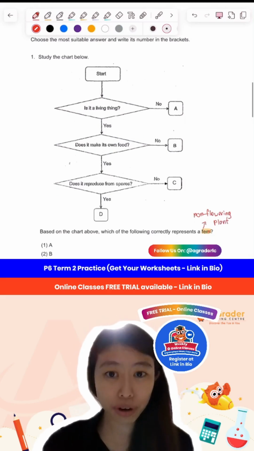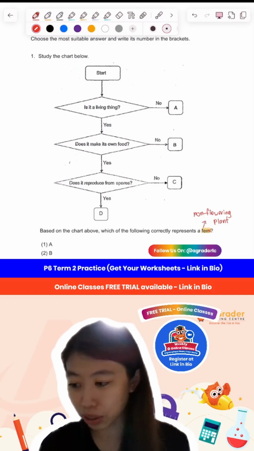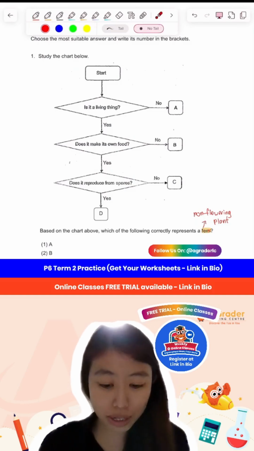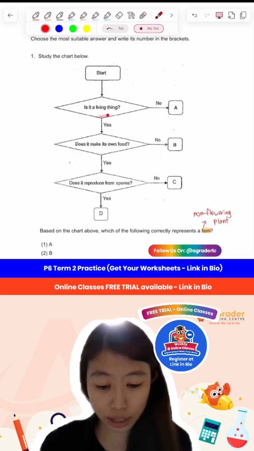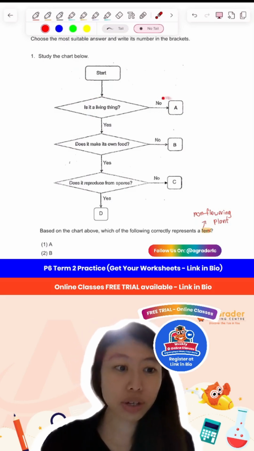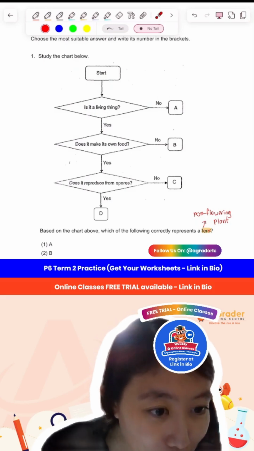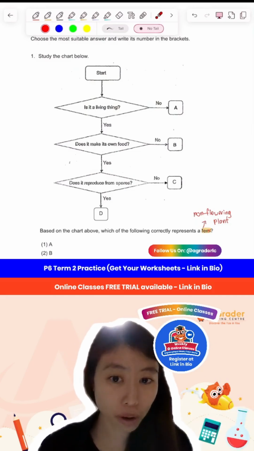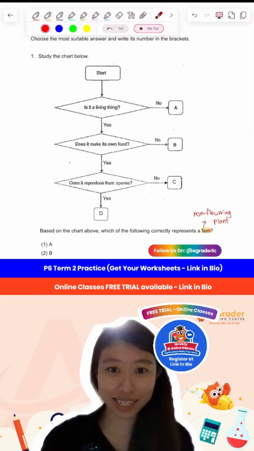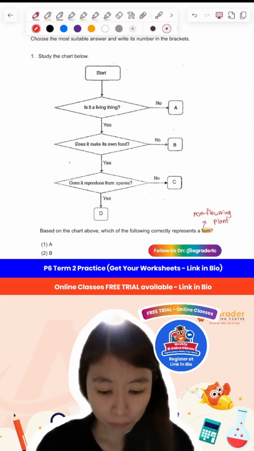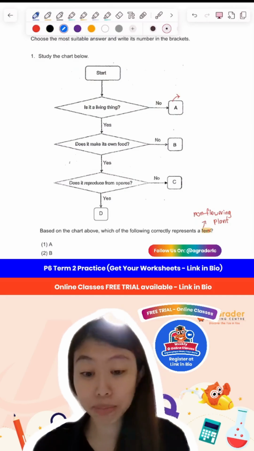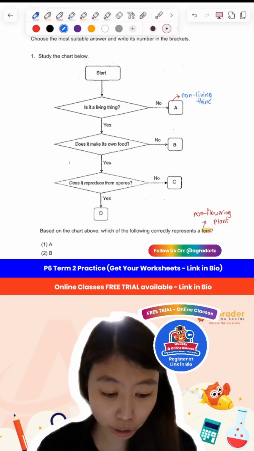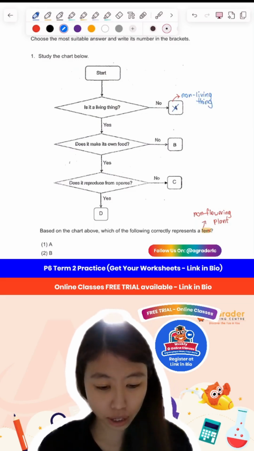For a non-flowering plant, you must know a few things. It doesn't have flowers, and it reproduces by spores. Flowering plants reproduce by seeds. Always start from the start. The first question, is it a living thing? If it's not a living thing, it is a non-living thing. So A is actually a non-living thing, but ferns are living things, so A is already out.